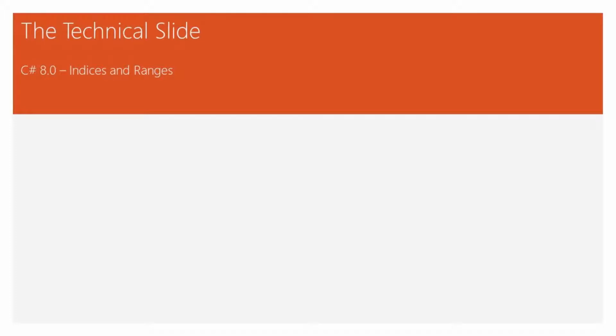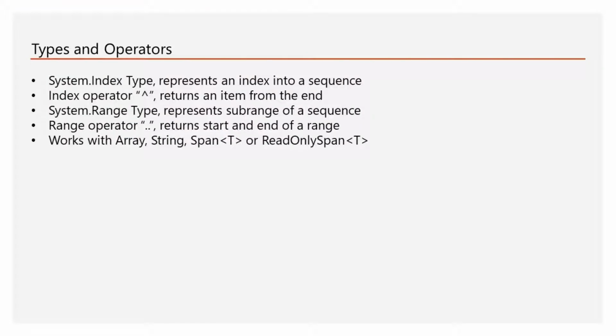This is Manish, and in this video I am going to talk about the indices and ranges feature of C# 8.0. This feature mainly uses the System.Index and System.Range types. System.Index also has one operator, which is the caret symbol, and there are two dots to represent a range.